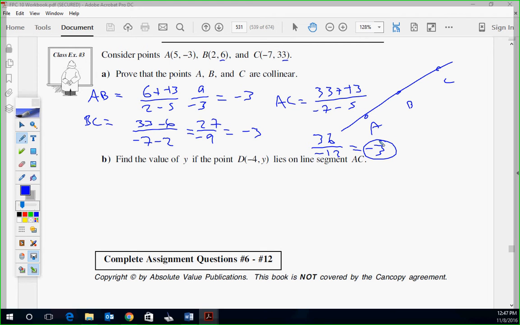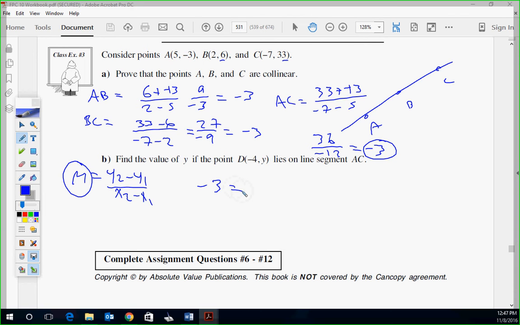Find the value of y if the point (-4, y) lies on the line segment AC. What does that mean? Find the value of y if the point (-4, y) lies on the same segment. So how can we figure that out? What we know is we know the slope, right? The slope's negative 3. That's the formula, right? But we know this now. It's negative 3. They're talking about the same line here. It's not a different problem. Same line. So we know that's negative 3.